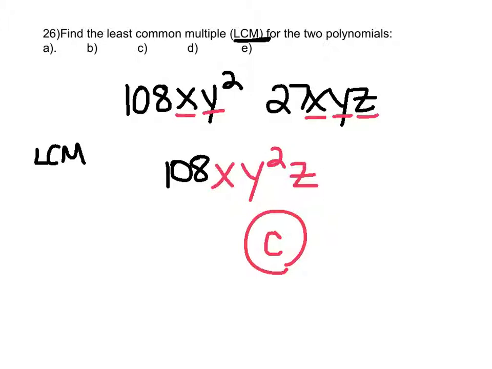Okay, on number 26, I just want you to look. It's just like number 25. We found the least common multiple for our 108 and our 27. When we did that, again, you can use your calculator, and that should give you the 108. When you're going for the variables, or in the factors, the least common multiple for those, you need to take a look at the highest x value, which would give you an x, the highest y exponent, which would give you y squared, and the highest z exponent, which would give you z, leaving you with option C.